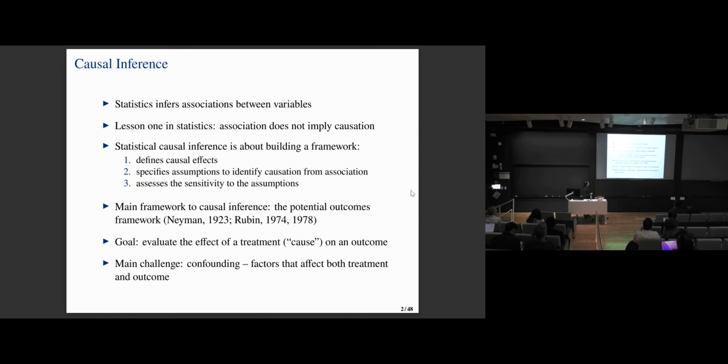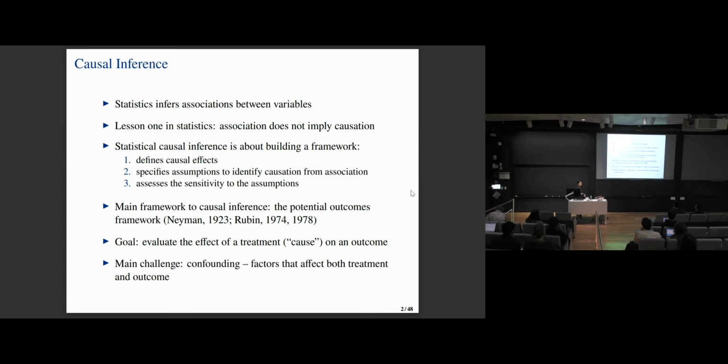Just a very quick summary, because most people know causal inference, of what, in my view, causal inference is about. We all know statistics infers association between variables. And probably lesson one in any elementary statistics class is that association does not imply causation. So then what are we doing here? It turns out that what we call statistical causal inference is mostly about building a framework. First, this framework defines what a causal effect is, using variables and some concepts. Second, once you define this framework, you specify some assumptions under which you can identify causation from association.